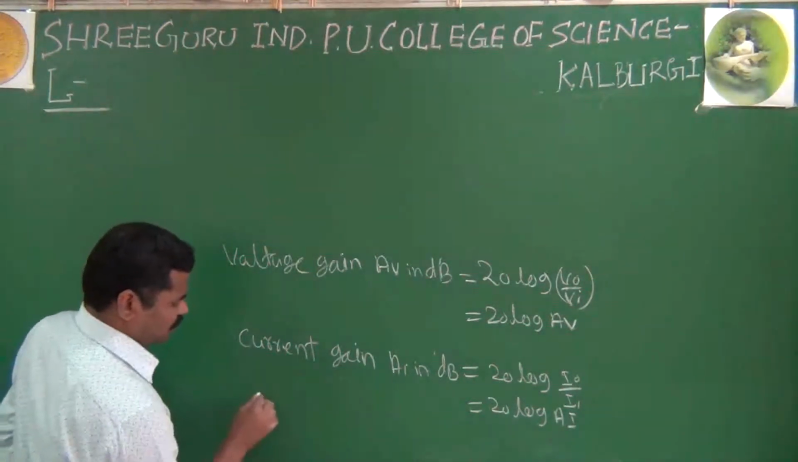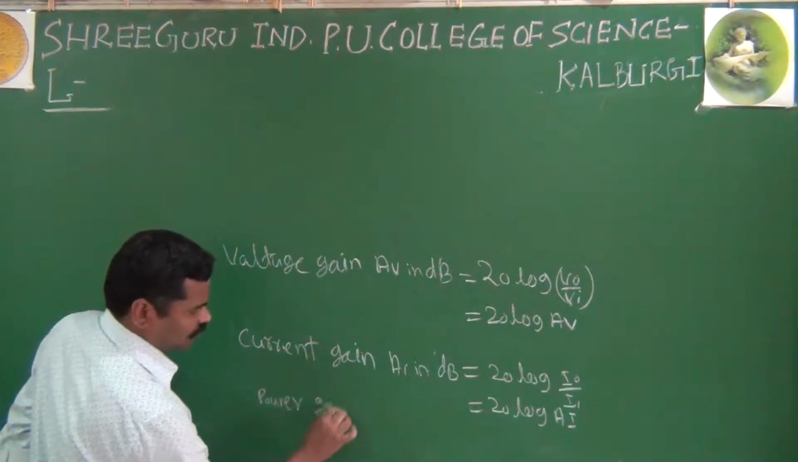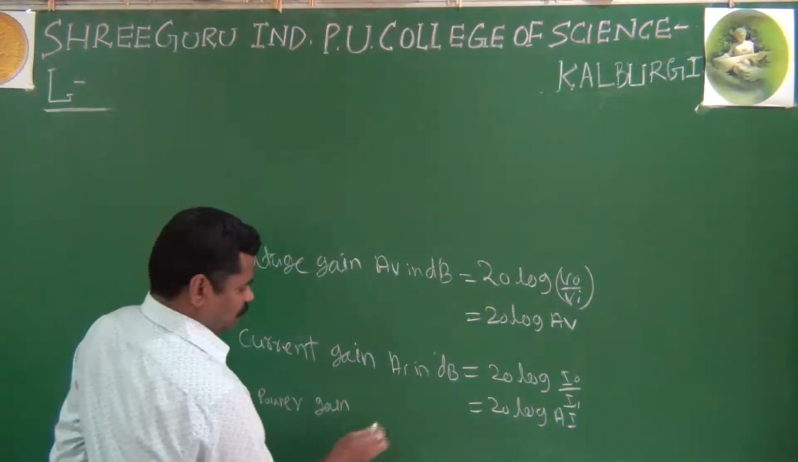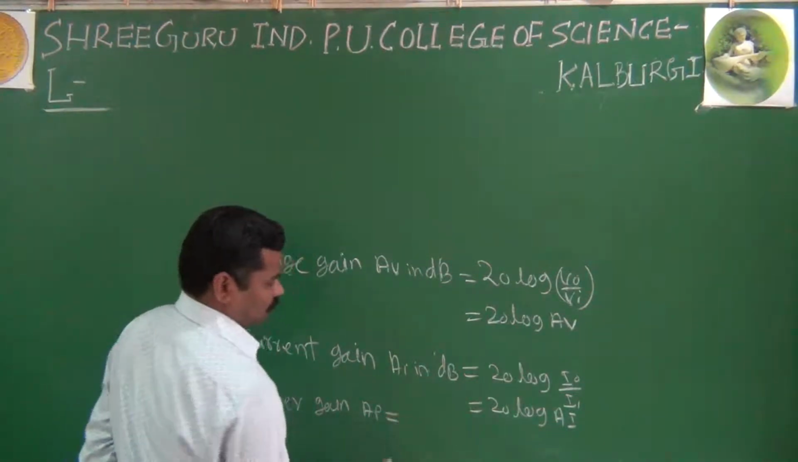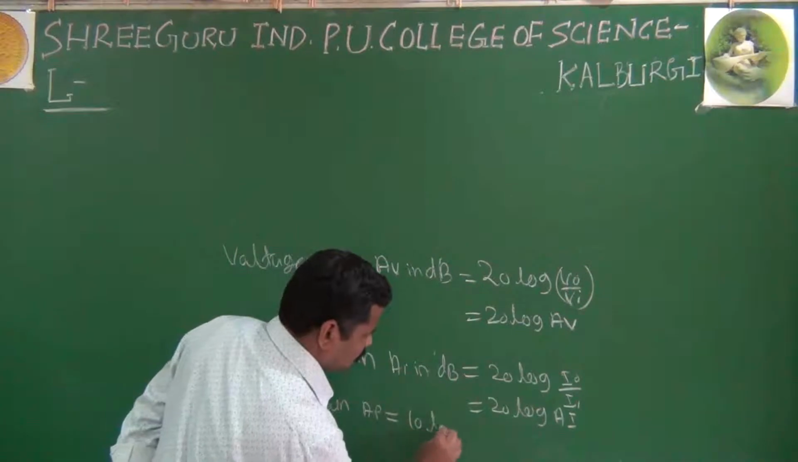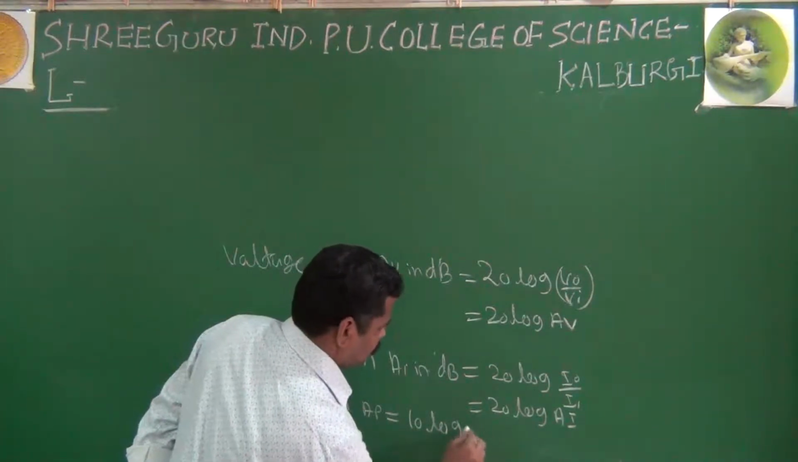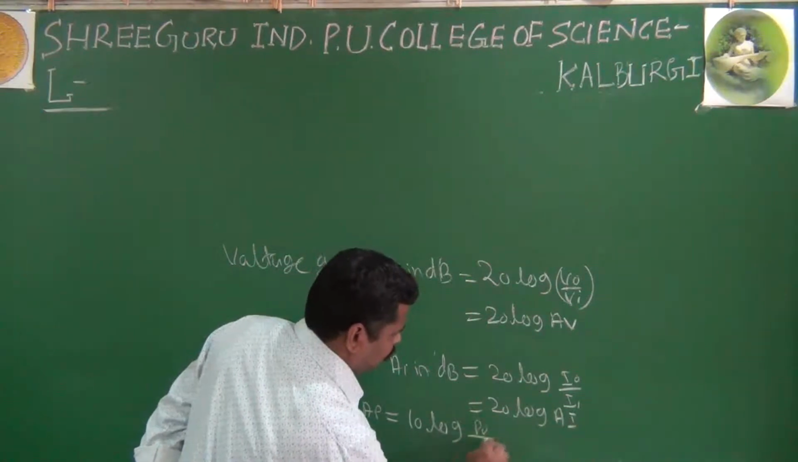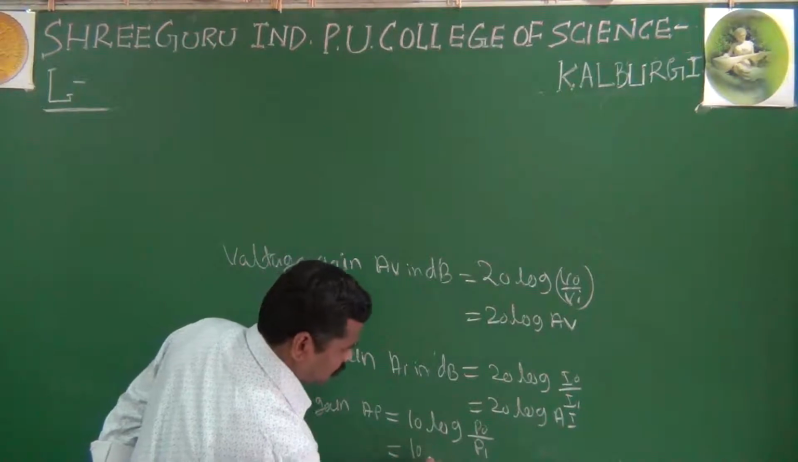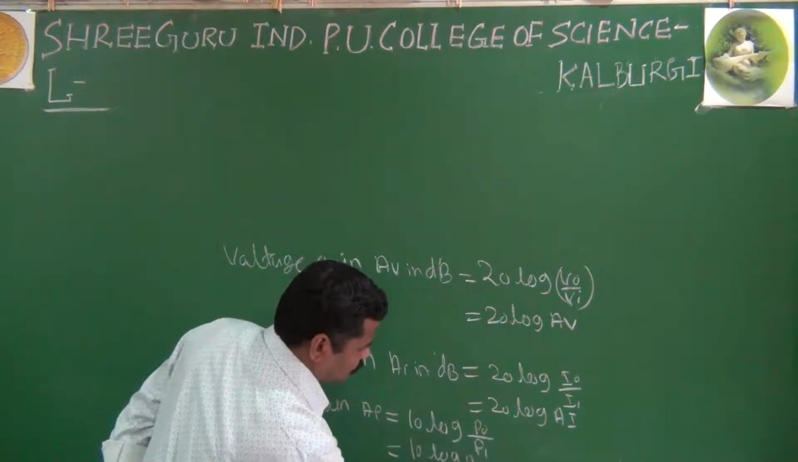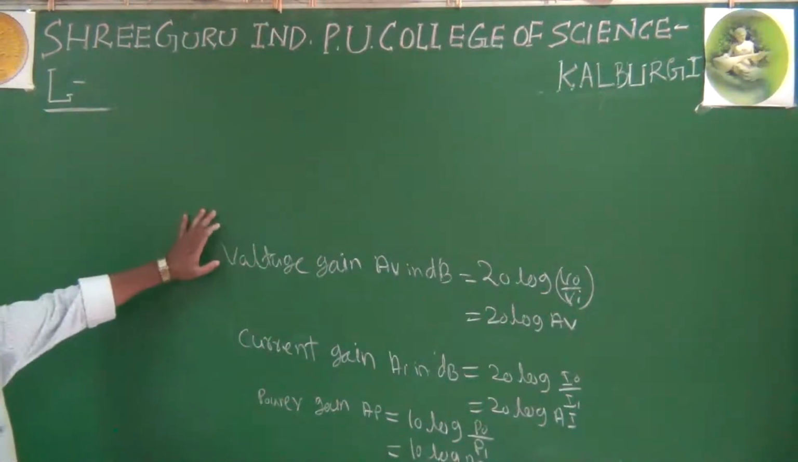In the same way, as I said already, the power gain by using the dB, that is your Ap in dB equal to 10 log P0 by Pi, or you can write 10 log Ap. This is about the importance of dBs.